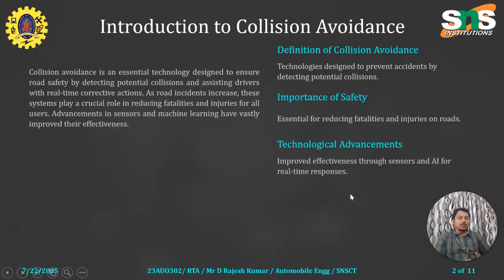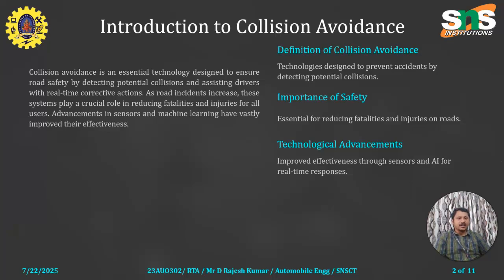So collision avoidance. What is collision avoidance? A collision avoidance is a technology which detects the obstacle in front of the vehicle or in the rear end of the vehicle. So these collision avoidance systems are equipped with different technologies such as radar and lidar. So these radar and lidar are technologies that are used in the vehicle. Radar is an abbreviation of radio detection and ranging. The lidar is light detection and ranging.